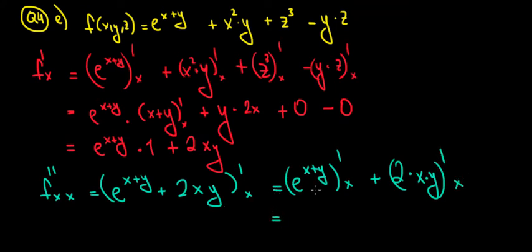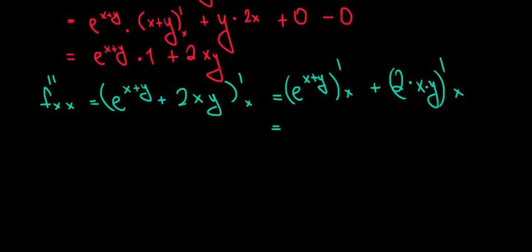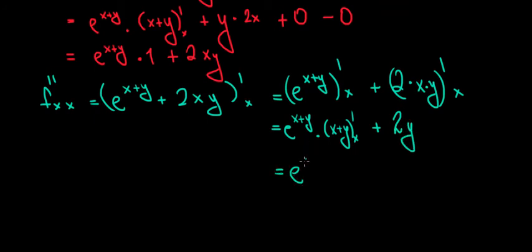Okay, what is e to the power x plus y derivative? Let me go a bit down to have some space. That's just e to the power x plus y times the power derivative, because of the chain rule once again, plus 2 times x times y derivative with respect to x, that's just the constant, which is 2 times y. We take it out. So as a result, we have e to the power x plus y plus 2y. So that would be the second partial derivative with respect to x.